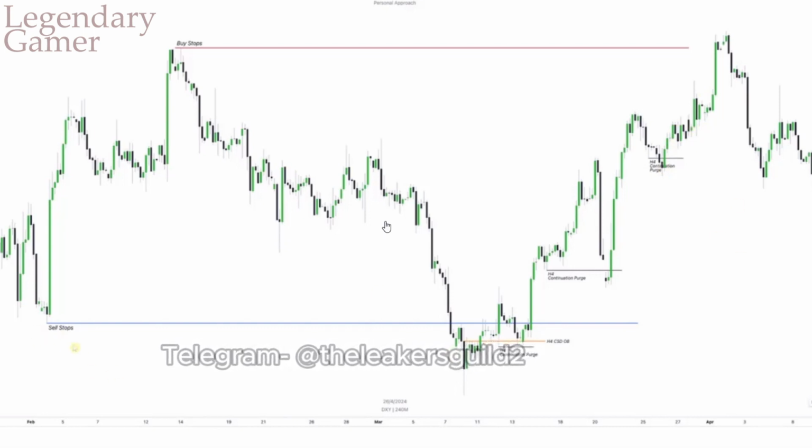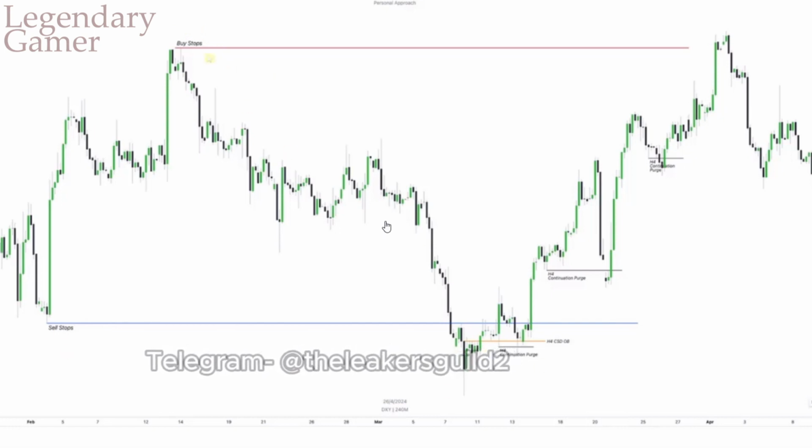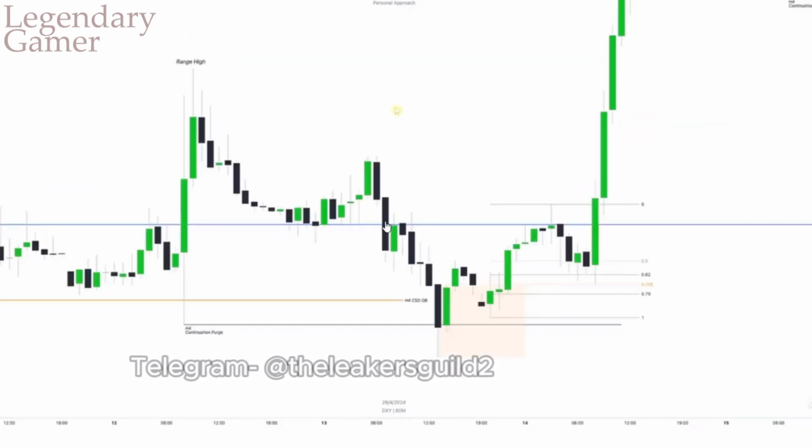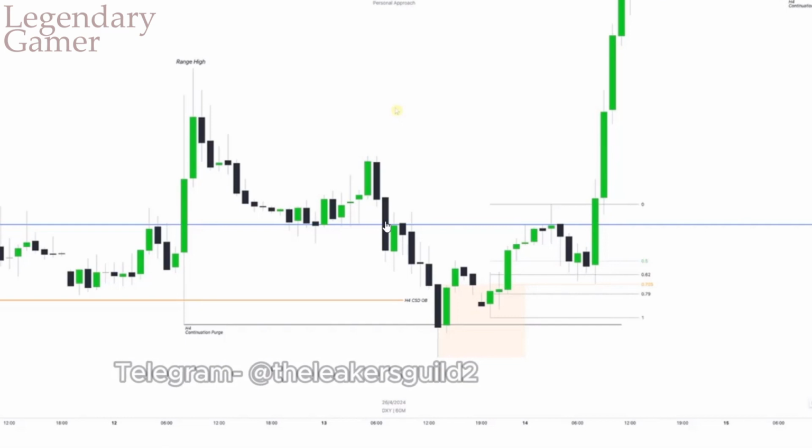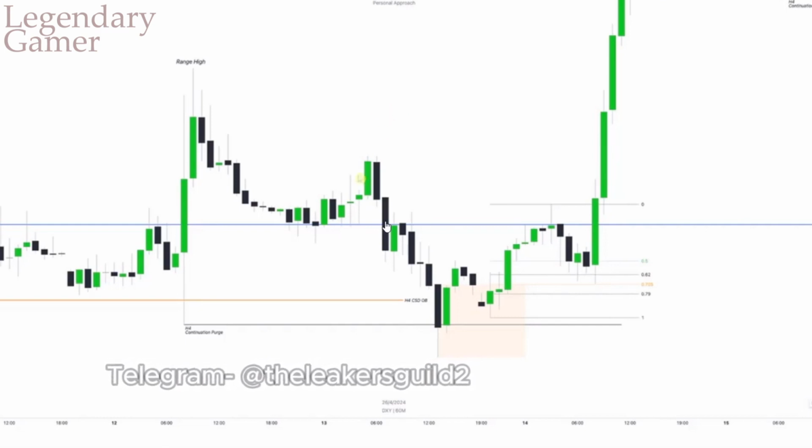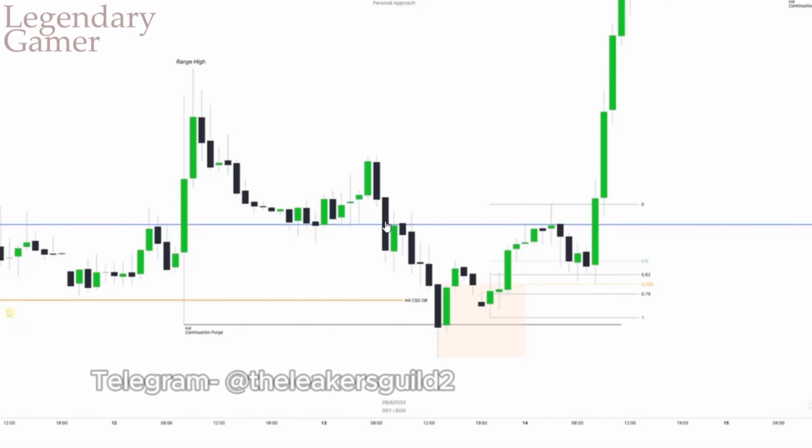So on the monthly time frame, sell stops are being accumulated down here, right? And we want to pair it up with the buy stops resting above that range high. So we're zooming in a little bit further, like the 1-hour chart over here, and we're zooming in on that 4-hour continuation purge, right? So we had that 4-hour order block over here, right? A change in the state of delivery.